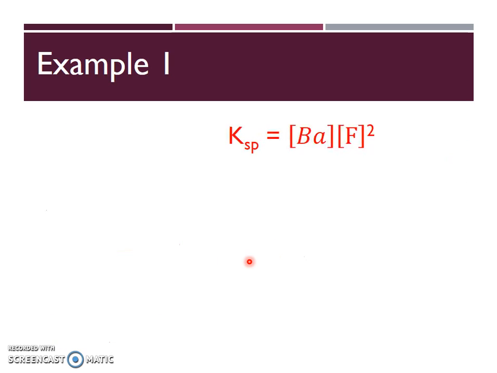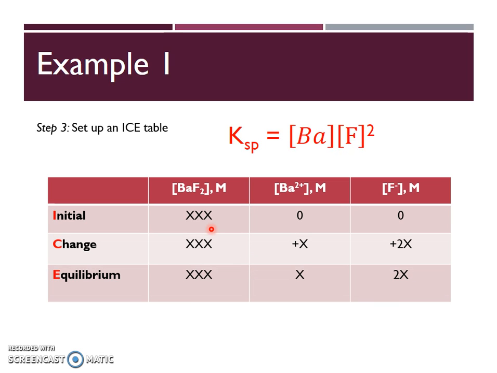After figuring out our equation, we can set up an ice table to organize our information. We make sure to disregard the first column because we don't include reactants in our equilibrium expression, and we know that the initial values of our products are always 0, the change in barium is just X, and the change in fluorine is 2X, remembering that we have a power of 2 in our expression. Now we just add everything together. 0 plus X gives us X, and 0 plus 2X gives us 2X.